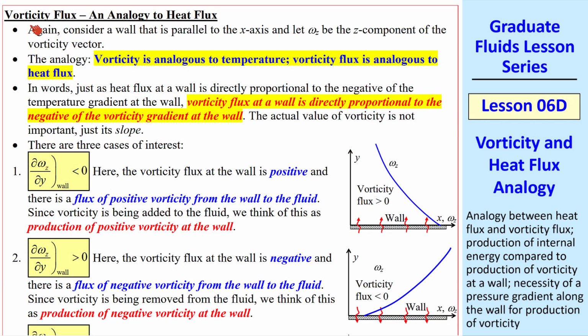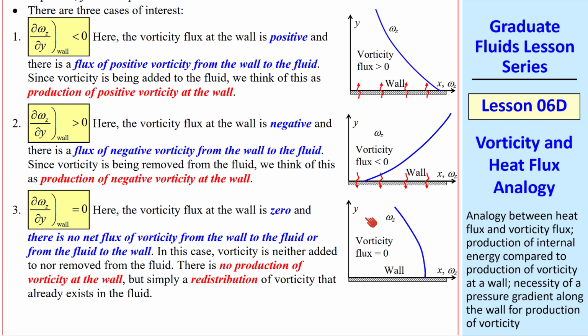Now let's make our analogy with vorticity flux. Consider the same wall, and we'll let omega z be the z component of the vorticity vector. In our analogy, vorticity is analogous to temperature, or internal energy, and vorticity flux is analogous to heat flux. Again, we have three cases of interest, just as in the heat flux case. And I pretty much copied and pasted these diagrams, just changing the labels.